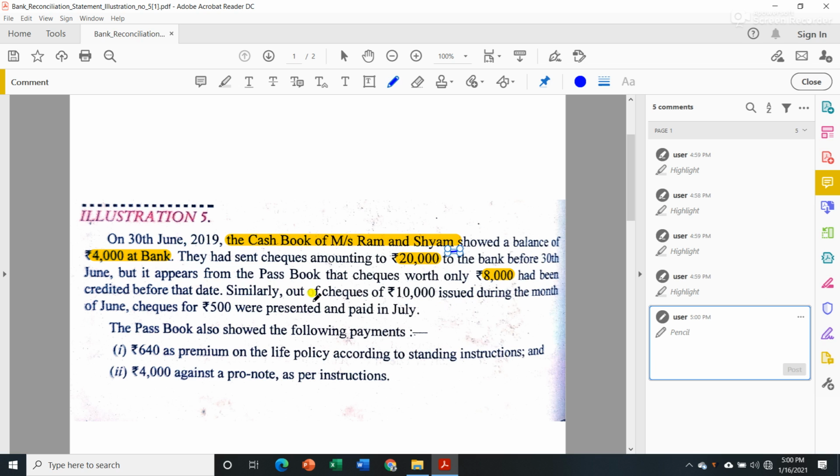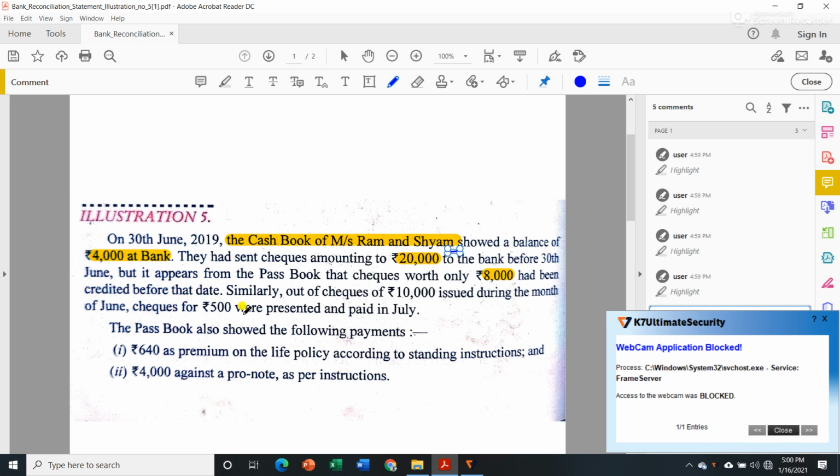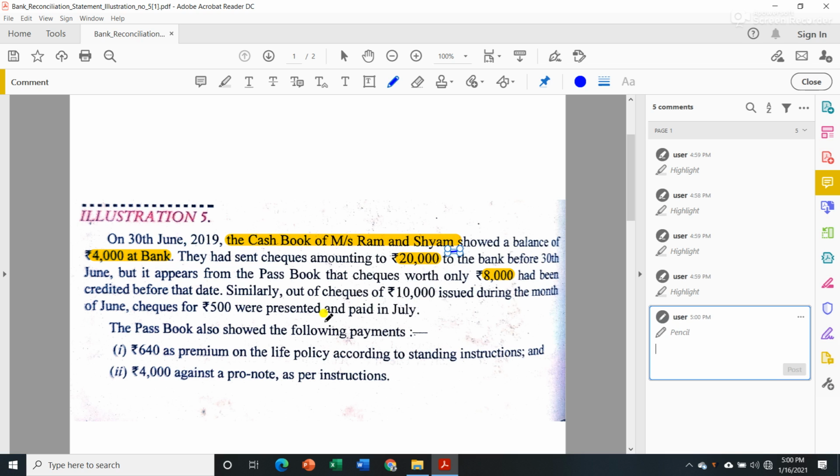Then next, similarly, out of checks of 10,000 issued during the month of June, checks for 500 were presented and paid in July. That means we gave checks worth rupees 10,000 to someone, but only 500 were taken out from our bank account. That means our cash book is showing that we paid 10,000, but we actually paid 500. So the remaining 9,500, our cash book is showing less than our passbook. So we will add that 9,500 in our cash book.